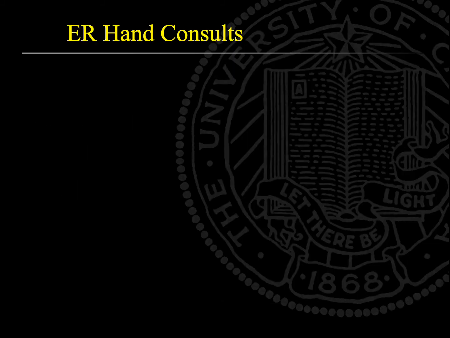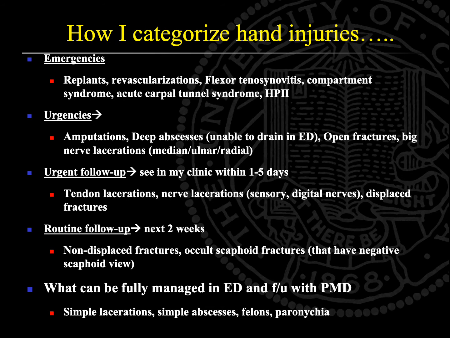All right, so we're going to move on to hand consults and how I categorize hand injuries. When I think about hand injuries, I think about them as emergencies, which means what's going to get me out of bed tonight. Urgencies, what needs to be done in the next 24 hours. Urgent follow-up, ideally seen in my clinic in the next 1 to 5 days. Routine follow-up, what can I see in the next week or 2 weeks, and then what can be managed in the emergency room or with your primary care doctor and we don't need to see.